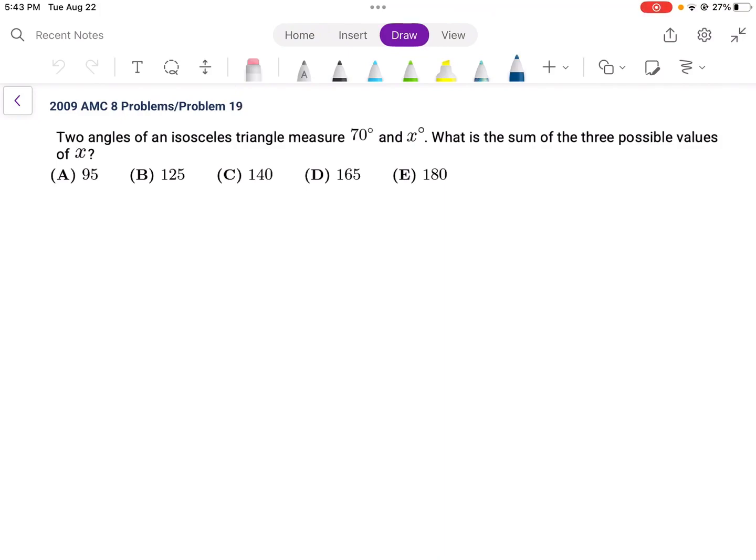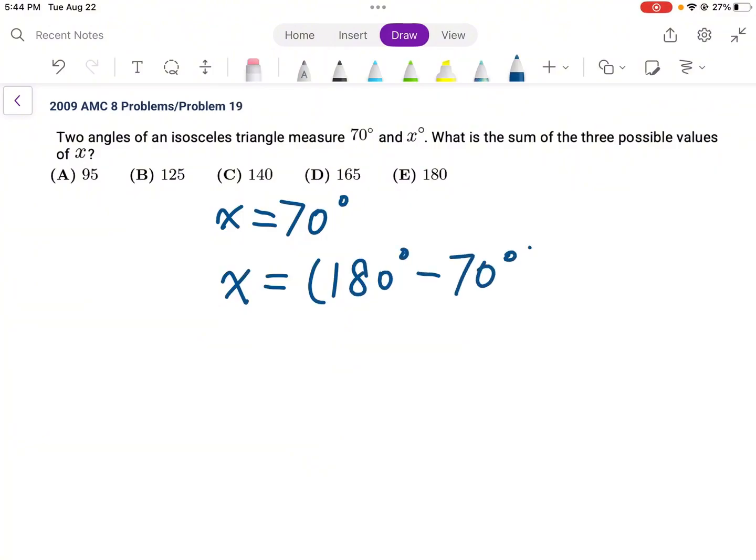Problem 19. Two angles of the isosceles triangle measure 70 degrees and x degrees. What's the sum of the 3 possible values of x? Because an isosceles triangle has 2 angles that have the same value, x can be 70 degrees, and another option is x equals 180 degrees subtract 70 degrees divide 2, and that is 55 degrees.